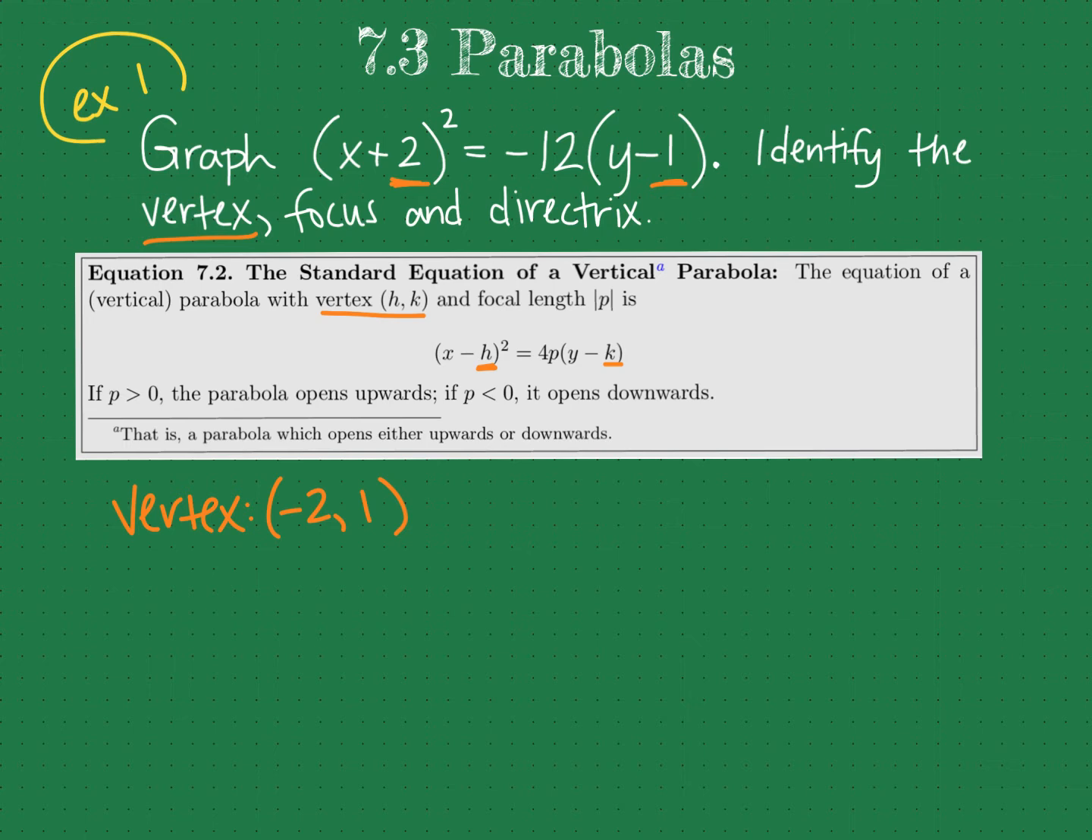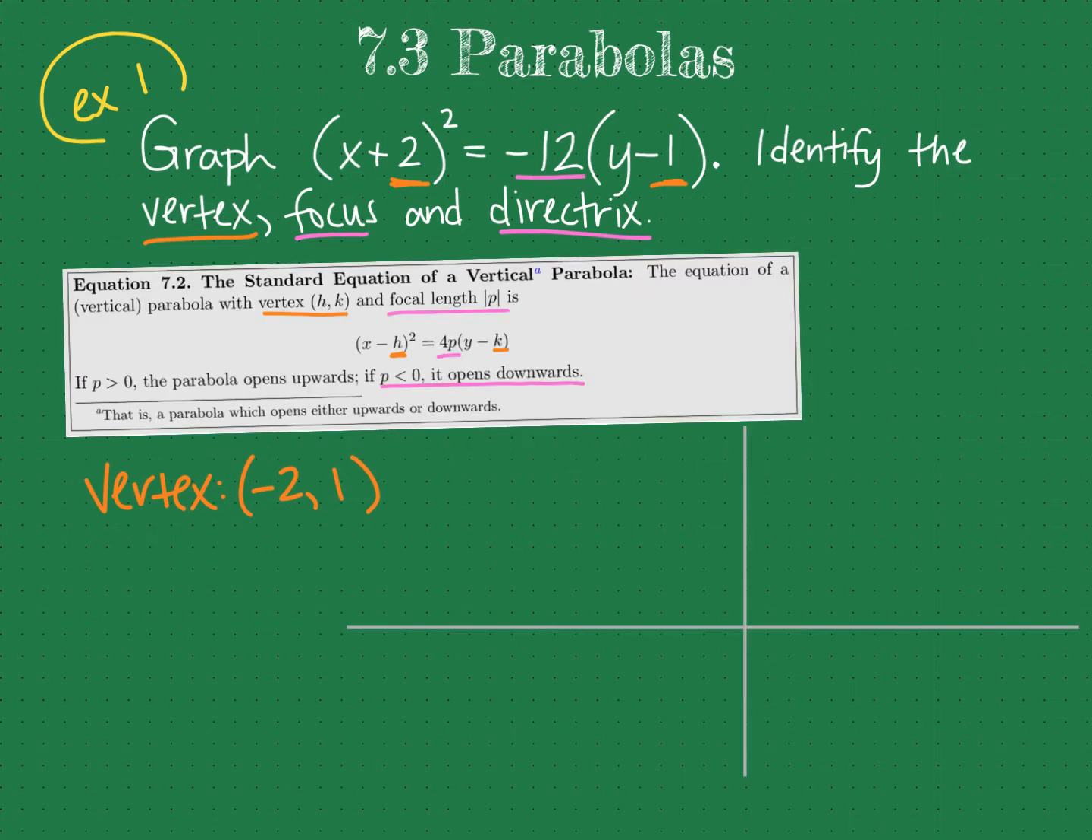Next, we want to find the focus. The way that we find the focus is we look at the focal length. So the focal length is P, and that will help us find both the focus and the directrix. The easiest way to do this is to actually start sketching. We do need to know if our parabola opens up or opens down. We can see here our 4P is negative 12, so our P value would be negative 3. If P is positive, it opens up, and if P is negative, we open down. Since we're negative here, our parabola is going to open downwards.